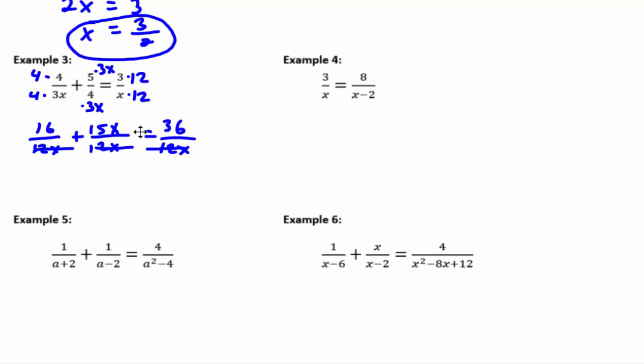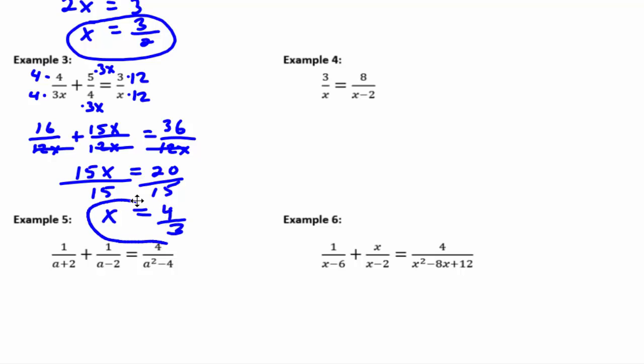We're going to get 16 plus 15x equals 36. So we're going to subtract 16. 15x equals 20. And then we're going to divide by 15. Okay, we're going to get x equals 20 over 15, which 5 divides into both of those, so we can reduce that to 4/3. So x equals 4/3. Okay, and for this equation, x cannot equal 0. X cannot be 0. That's an extraneous solution.